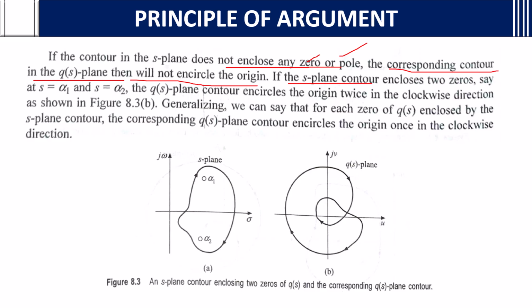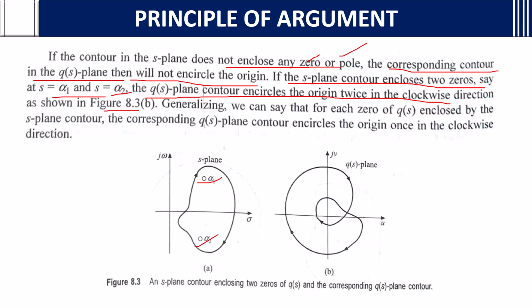If the S-plane contour encloses two zeros, say at s equals alpha 1 and s equals alpha 2, then the Q of s contour encircles the origin twice, in the clockwise direction, as shown in figure 8.3b. See, it encircles the origin twice, one and two.